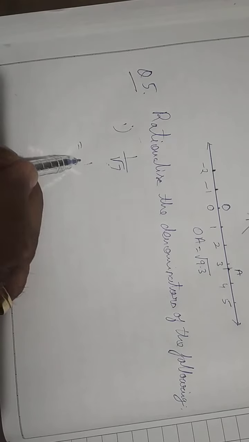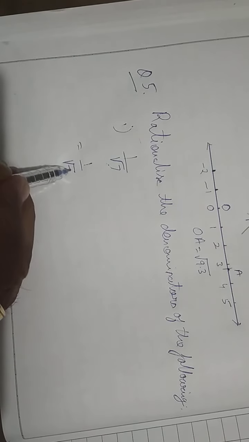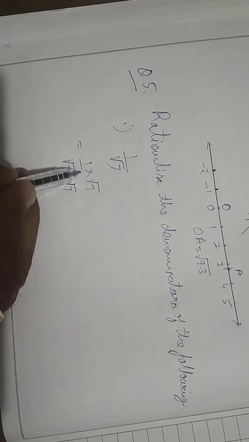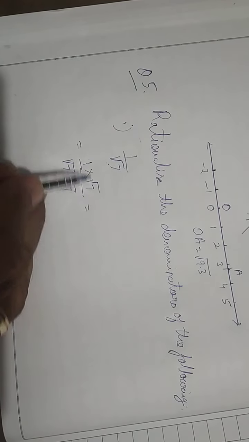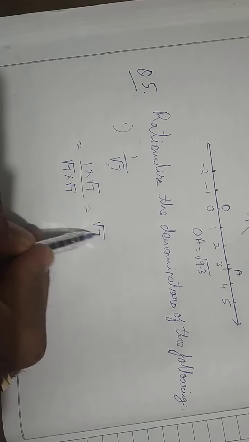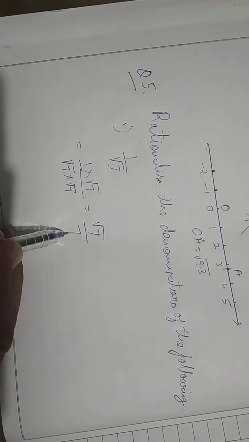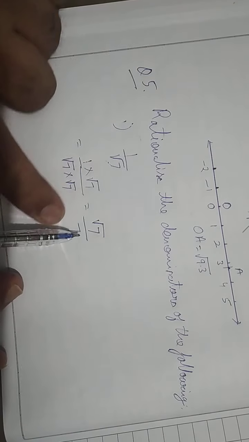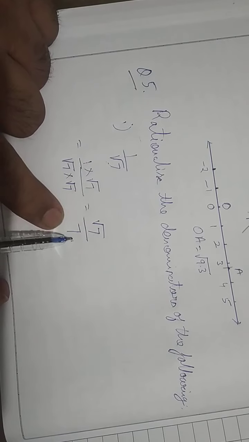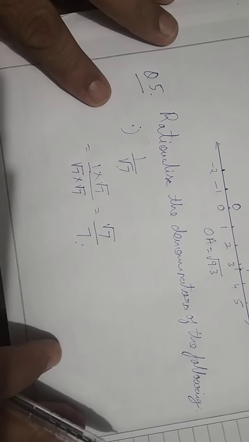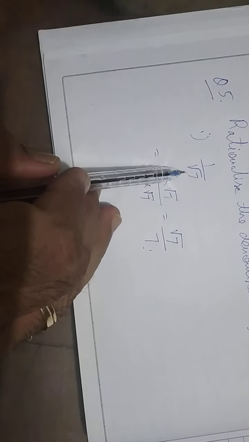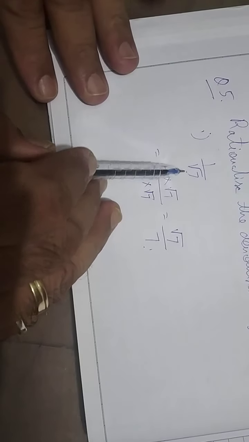For this, we are going to multiply both numerator and denominator by root 7, like this. So root 7 into 1 is root 7, and root 7 into root 7 is 7. So this root 7 upon 7 is equal to 1 upon root 7, only their form is different. In this form, the denominator has been rationalized. So this is how we rationalize the denominator when we have an irrational number like root 7, root 2, root 5 in the denominator.